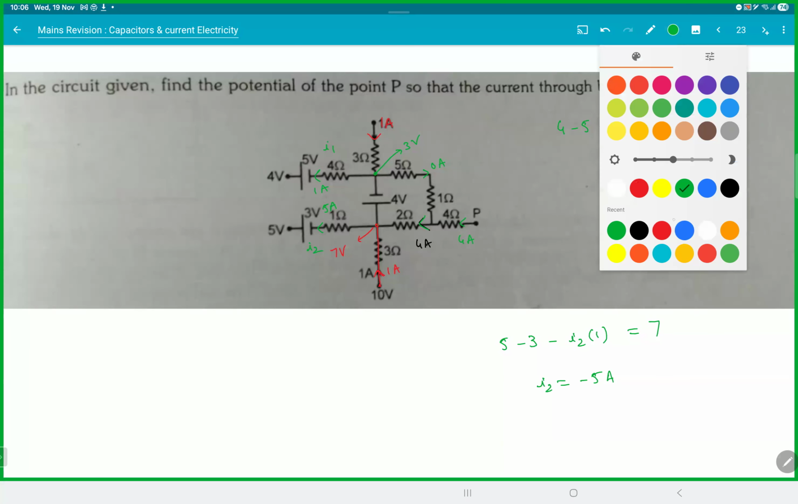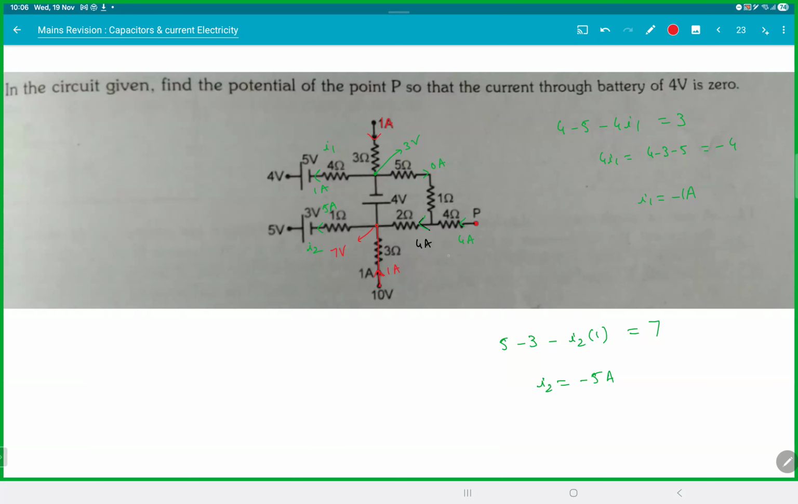Then you can write the potential difference at point P. You can go from here to here. Vp minus 4 into 4 minus 4 into 2, and then you reach 7 there. 16 plus 8. Clear with that? So from P, come towards this point here. So that will be 4 ampere here and 4 ampere there. But you got the process here.